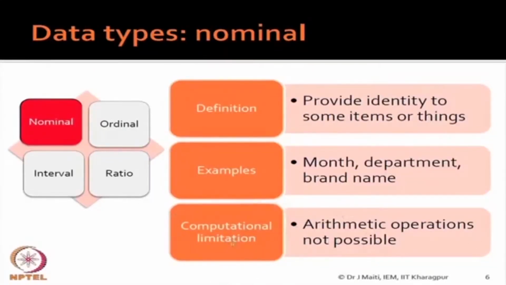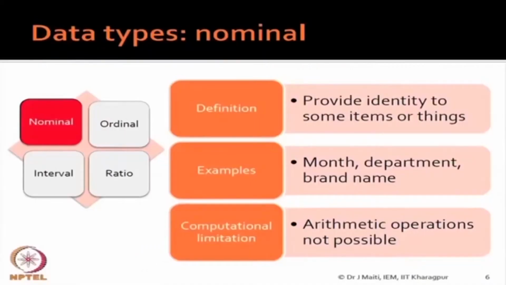Now, what is the problem with nominal data? The problem with nominal data is that there are huge computational limitations, because you cannot do any arithmetic operation. We cannot add department of chemistry plus department of physics. We cannot say department of chemistry is 1 and department of physics is 2, and accordingly add. We cannot subtract, we cannot multiply, we cannot make divisions also. So, this is the problem.